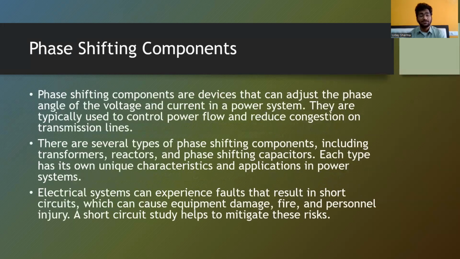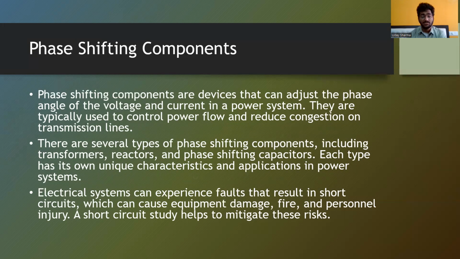Let us see what the phase shifting components are. Phase shifting components are devices that can adjust the phase angle of the voltage and current in a power system. They are typically used to control power flow and reduce congestion on transmission lines. There are several types of phase shifting components, including transformers, reactors, and phase shifting capacitors. Each type has its own unique characteristics and applications in power systems.